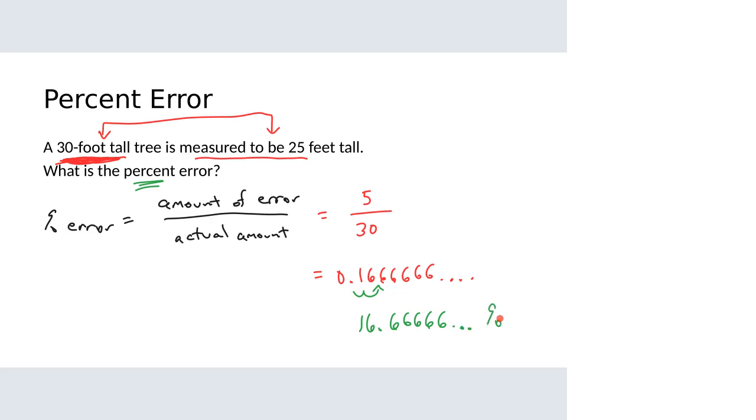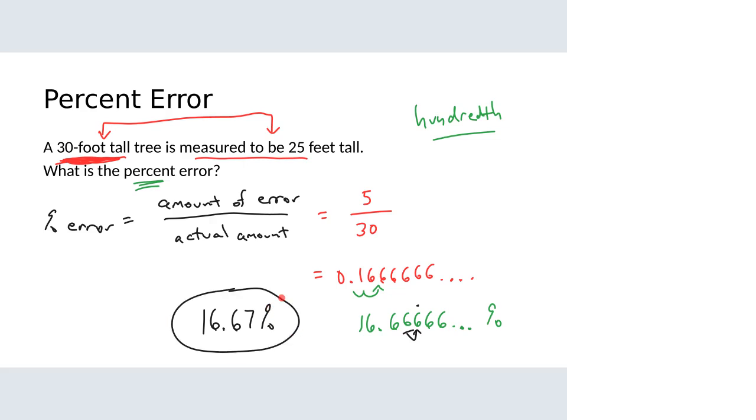And we weren't told how to round in this one. Let's just round this to the nearest hundredth. So if we round this to the nearest hundredth, we will find the hundredths place, look 1 space to the right. That's 5 or bigger, so we round that up. Our percent error here is 16.67%.